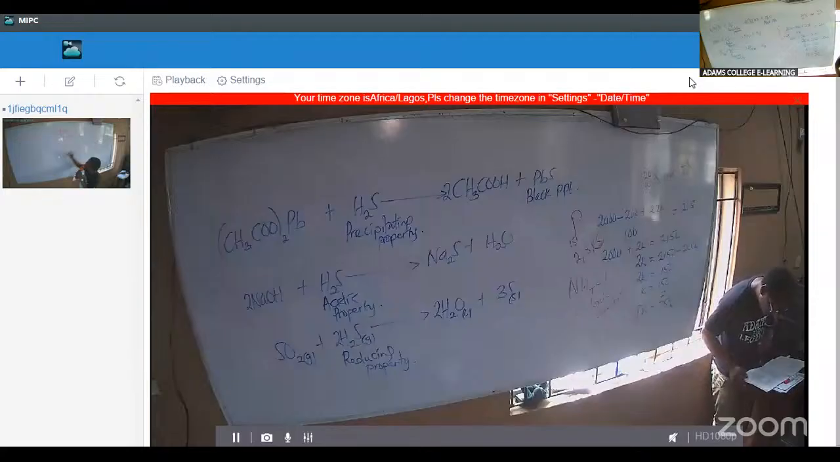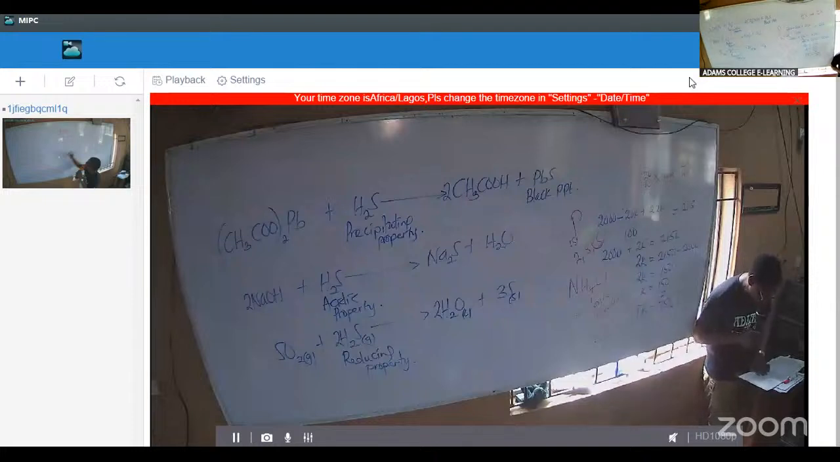In a chemical reaction, the change in concentration of a reactant with time is what? Rate of reaction.